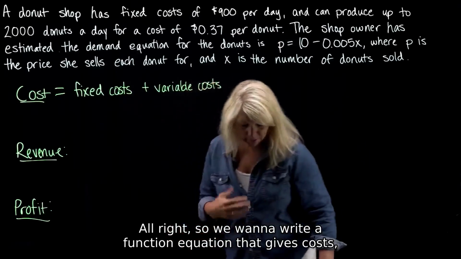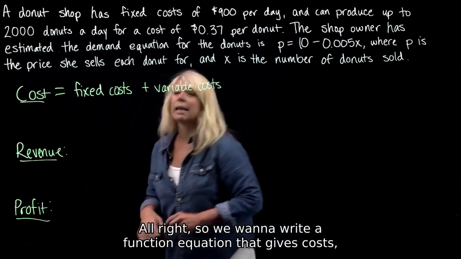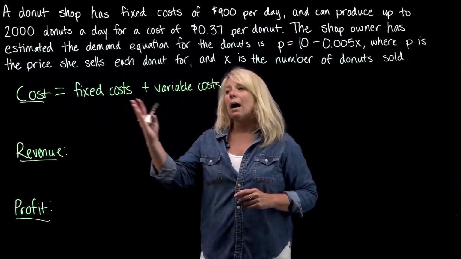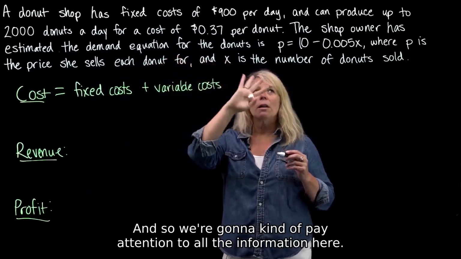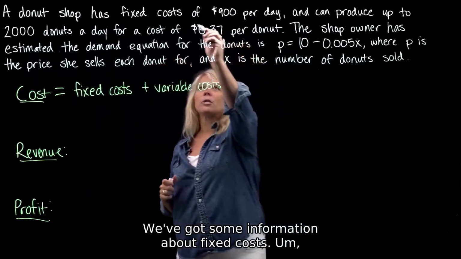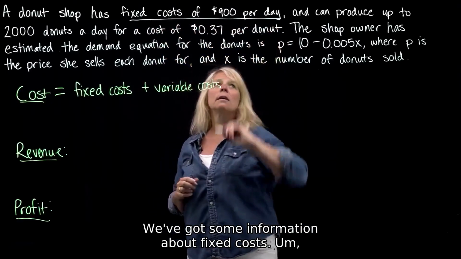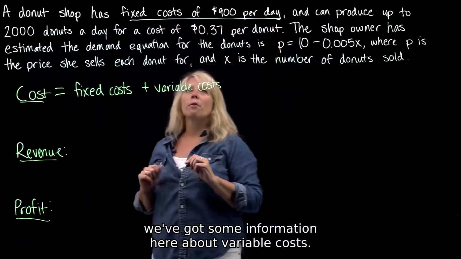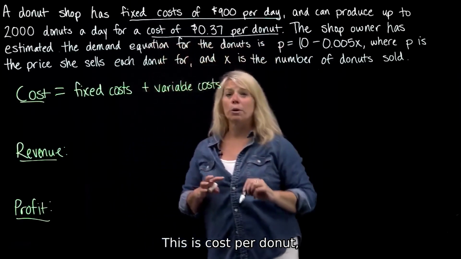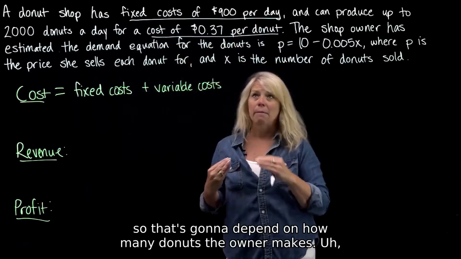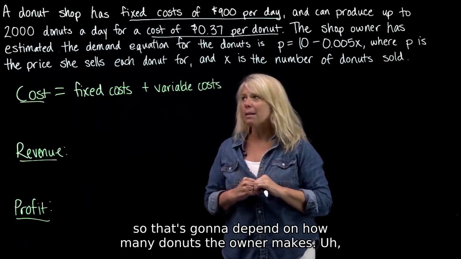All right, so we want to write a function equation that gives costs. And so we're going to pay attention to all the information here. We've got some information about fixed costs. We've got some information here about variable costs. This is cost per donut, so that's going to depend on how many donuts the owner makes.